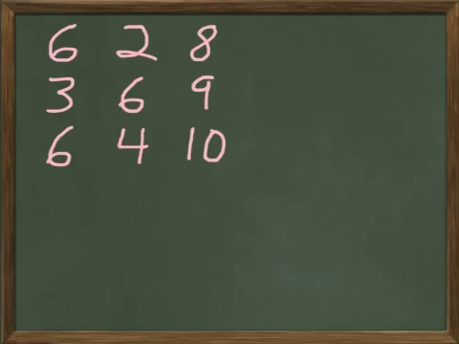Okay, that's enough. 5 pigs in one pen and 6 in another. How many pigs are in both pens? So we got 5 pigs in one pen and 6 in another. So how many pigs in both pens? 5 and 6 are 11.